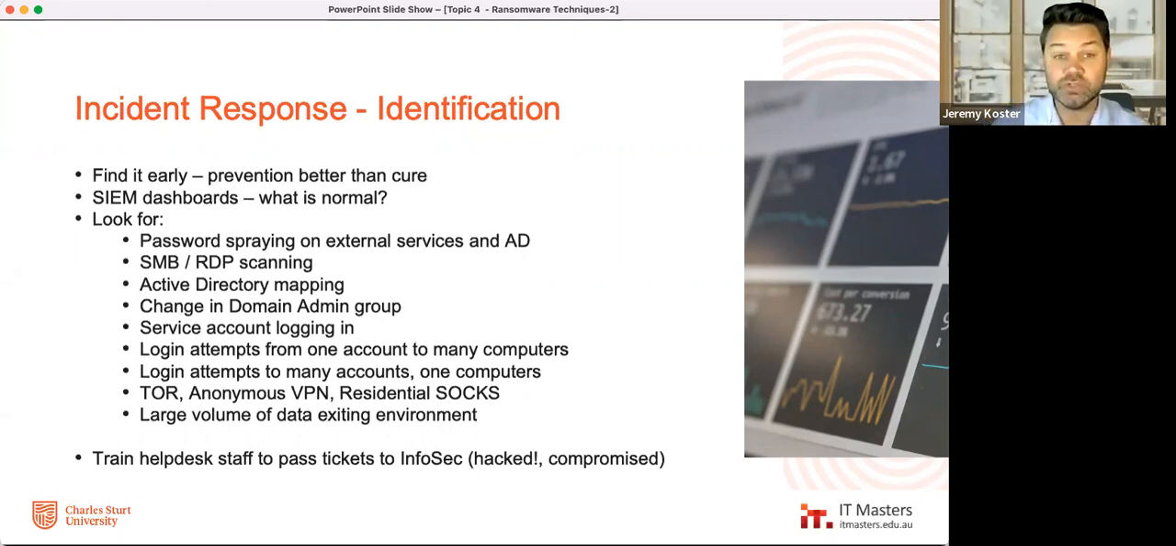You want to make use of them. Someone scanning for SMB services across your network or RDP services, they shouldn't really be doing that. There are some things like some CMDB systems that go and find things on your network. You'll have to just whitelist those ones. But if it comes from a normal workstation, that's something to investigate.